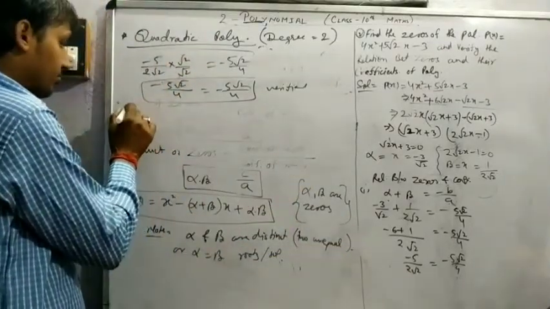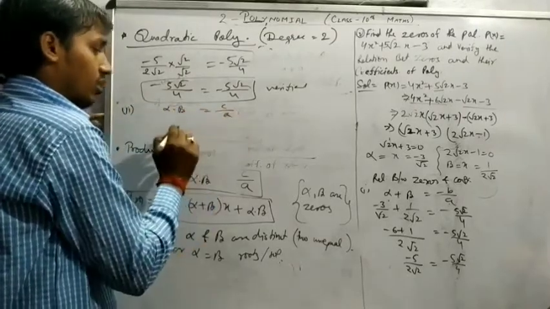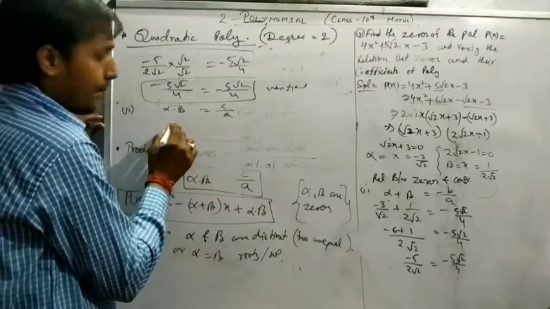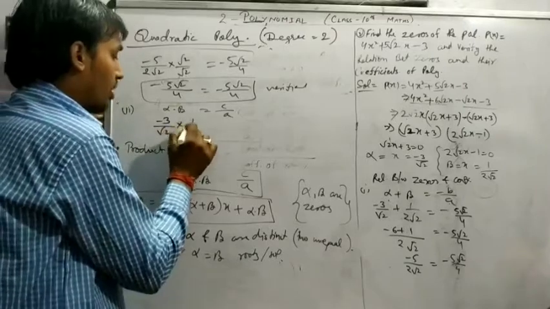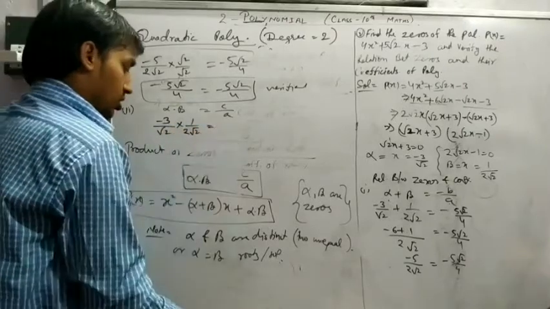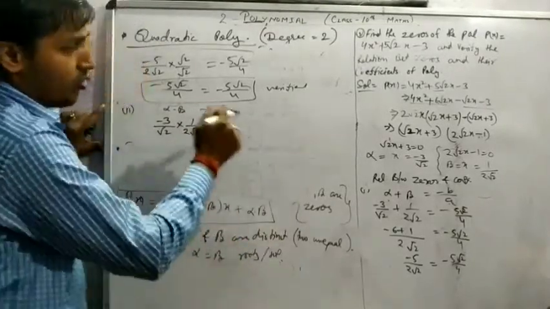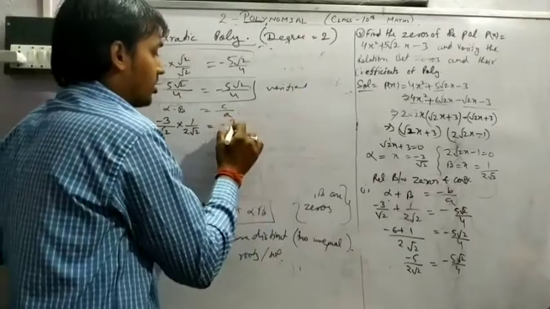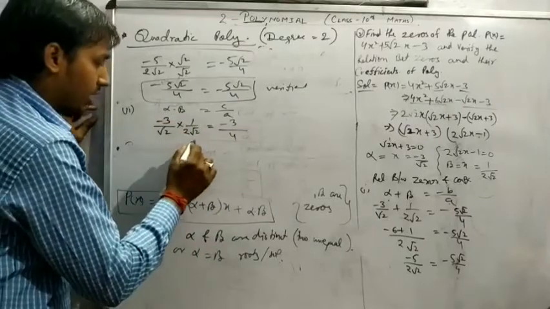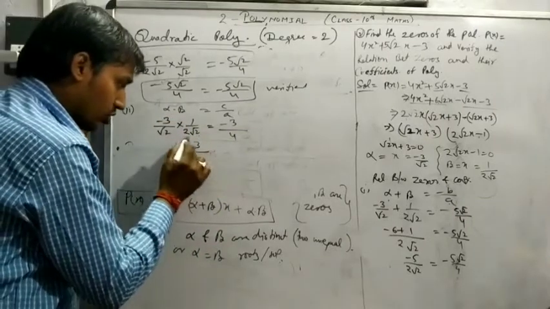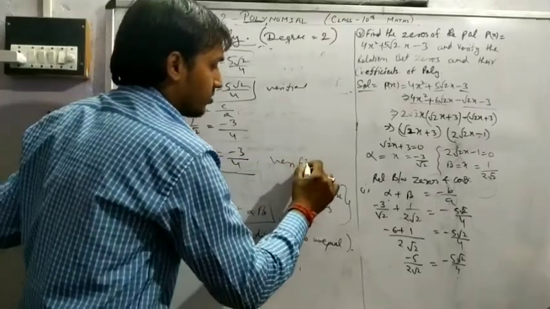Second relation: alpha into beta is equal to c upon a. The value of alpha, the first zero, is minus 3 upon root 2, into 1 upon 2 root 2. The value of c is minus 3, the constant term, a is 4: minus times minus is plus, root 2 times 2 root 2 is 4. Verified.